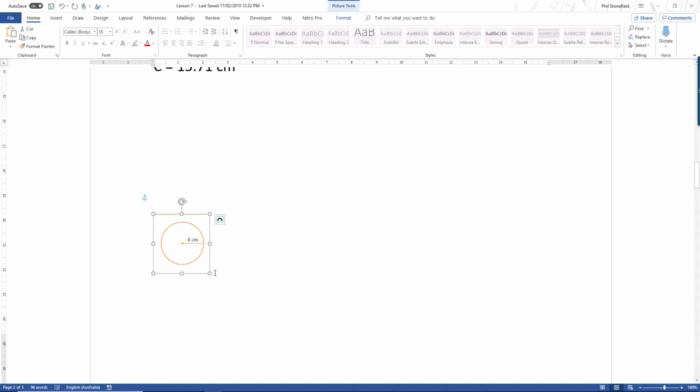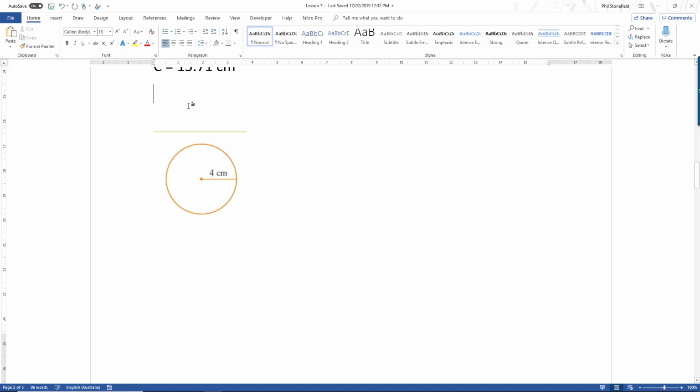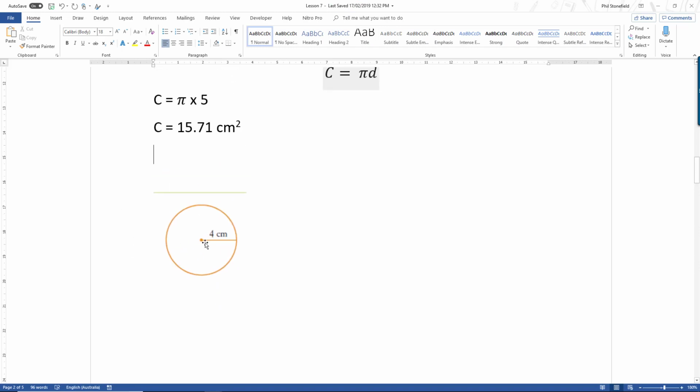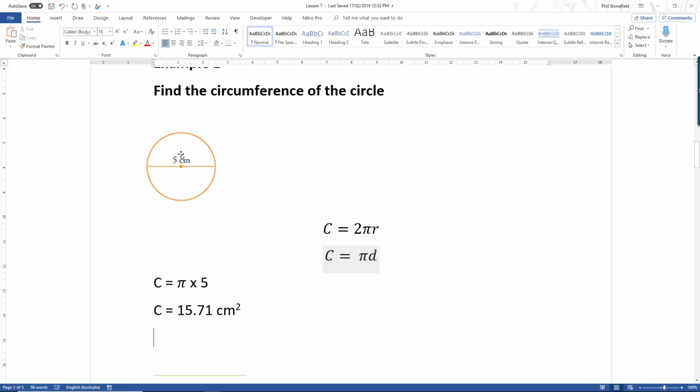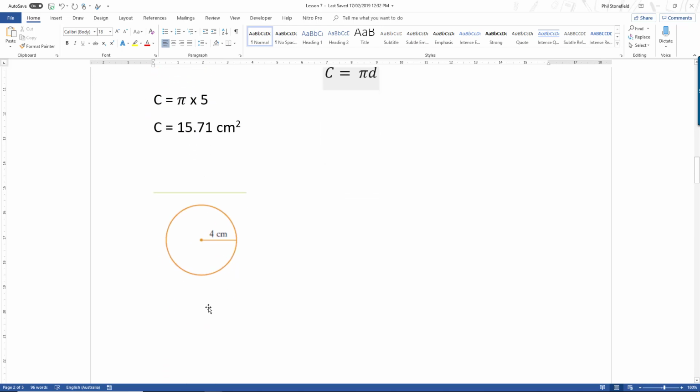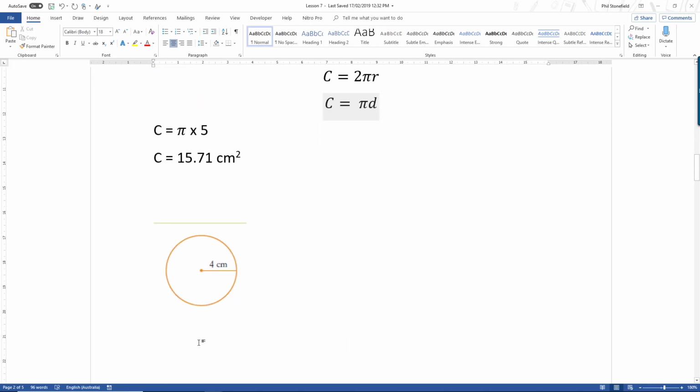Looking at the second image, in this case we haven't been given the diameter. We've only been given half the diameter, which is the radius. So something like this is radius, something like this, diameter. So which formula are we going to use? Looking at it, we've been given the radius, so we might as well use the top formula.